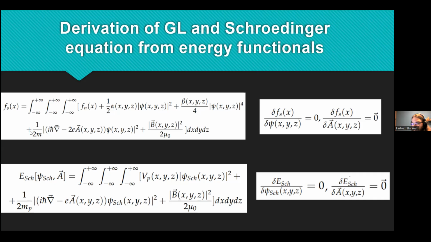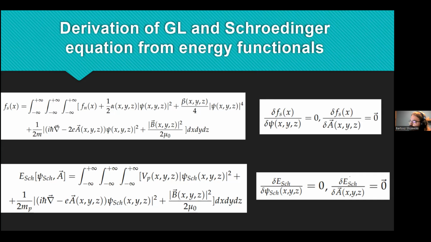Here we have a kinetic term of moving Cooper pairs with a momentum density squared. In analogy to the various fields of physics, we expect that our equation of motion minimizes functional Fs with respect to psi(x,y,z) and the vector potential field A. This can formally be written by setting functional derivatives to 0, as shown on the right top part of the slide.